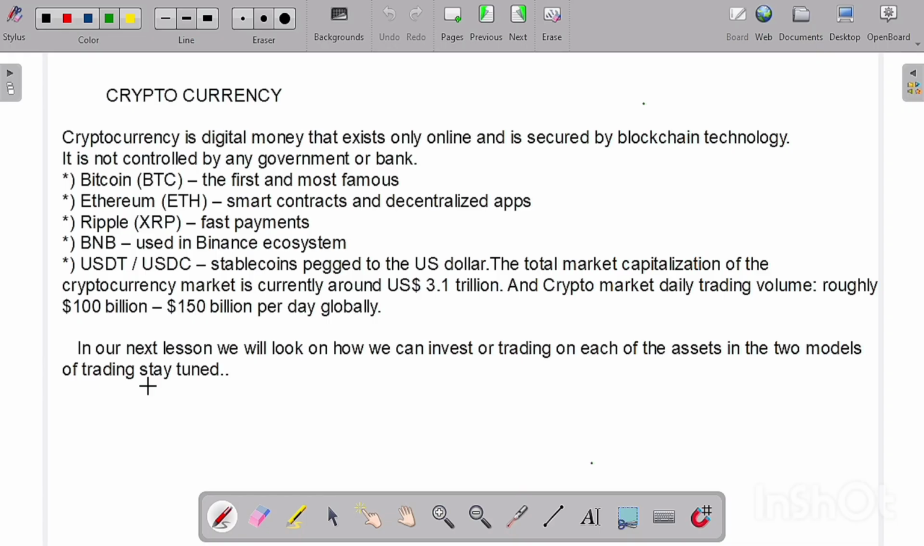Very, very simple when it comes to learning about the global financial market.